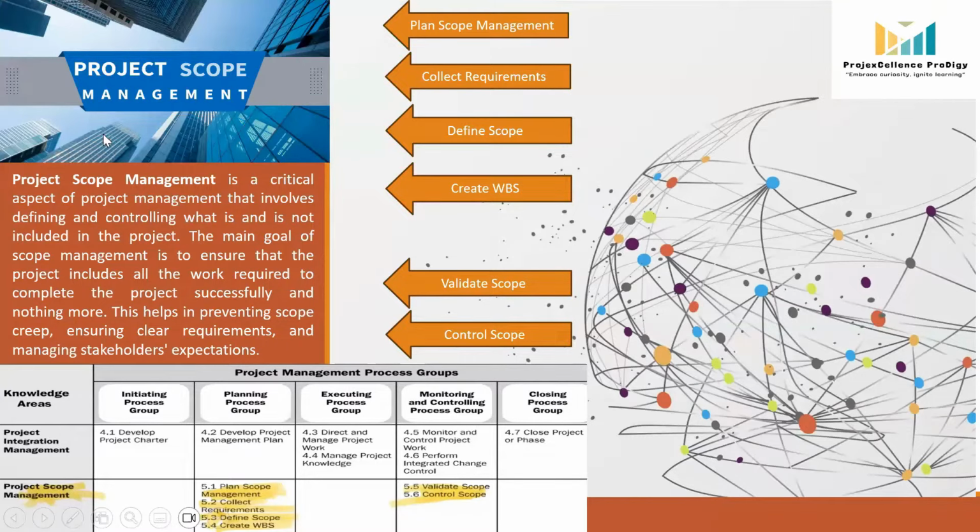Project scope management is a critical aspect of project management that involves defining and controlling what is and is not included in the project. The main goal of scope management is to ensure that the project includes all the work required to complete the project successfully and nothing more. This helps in preventing scope creep, ensuring clear requirements, and managing stakeholders' expectations.